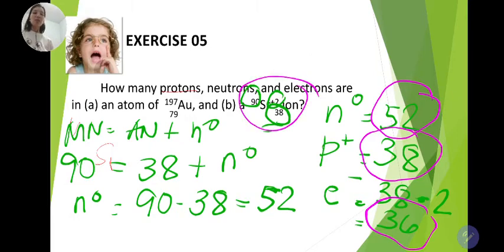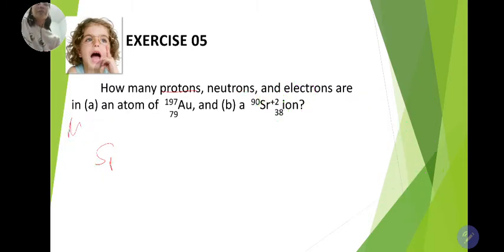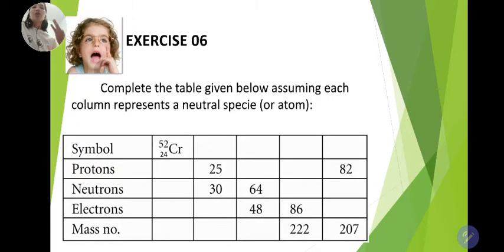Okay, so alam nyo na yung pagkuha ng mga number of protons, neutrons, and electrons. So ngayon, bibigyan ko kayo ng exercise para isasubmit nyo as your classwork. So you have to complete that given table assuming each column represents a neutral species or atom. So, neutral siya. Walang charge yung mga given na species or atom. So, i-complete nyo yung table. First, bibigay nyo yung symbol.